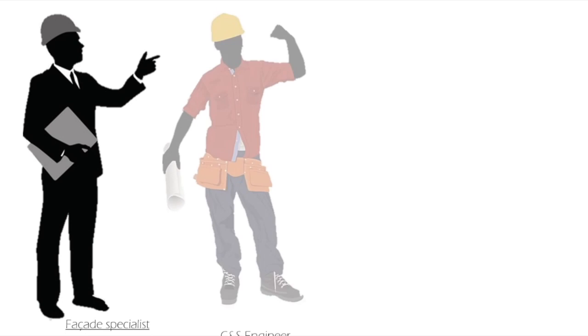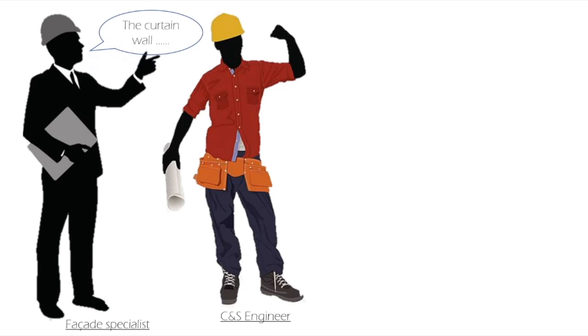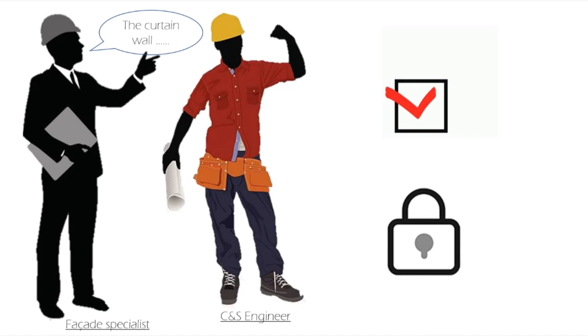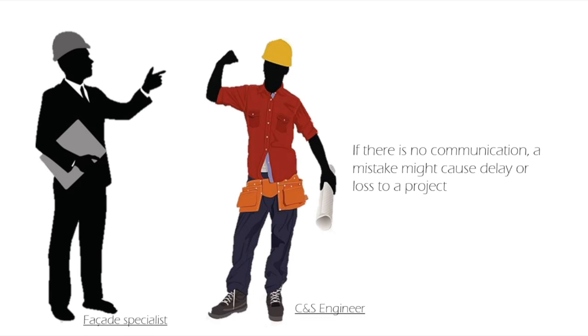In this project, the facade specialist needs to communicate and discuss with the structural engineer about the curtain wall facade to make sure it is properly done and safe to be used. So communication is to avoid misunderstanding and miscommunication in construction. If there is no communication, a mistake might cause delay or loss to a project.